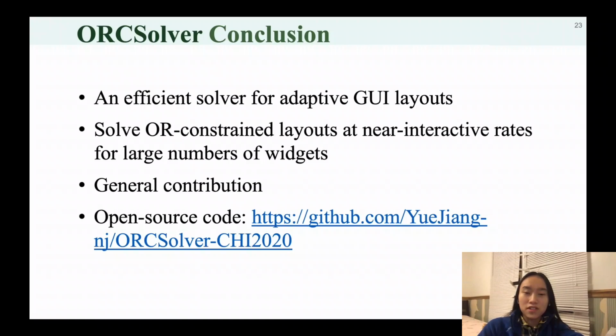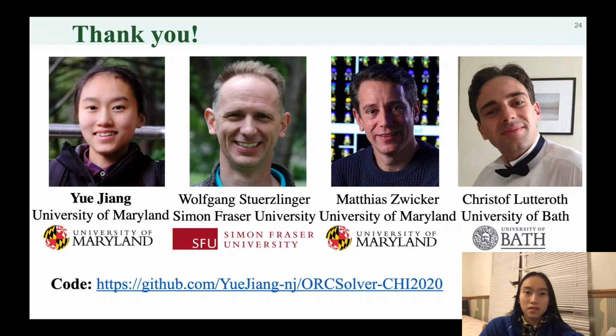In conclusion, OrgSolver is an efficient solver for adaptive GUI layouts, integrating branch and bound, greedy optimization, and quadratic programming. It overcomes the main performance bottleneck for using all constraint layouts, and solves Org layouts efficiently at near interactive rates, even for large numbers of widgets. OrgSolver can be used for any layout that can be represented with linear constraints or flows, which includes almost all commonly used layout models and document layout patterns. So our OrgSolver is a general contribution, and open source code is available online.